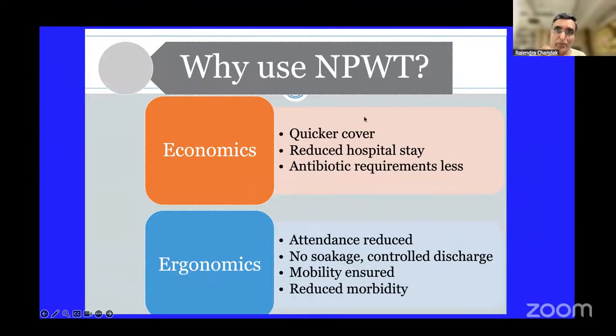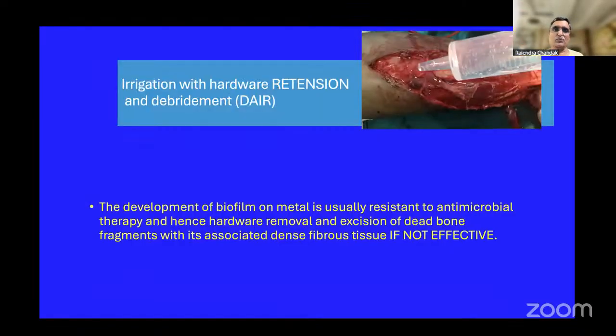Why we use negative pressure wound therapy in many of these situations is there are two important things, the economics and the ergonomics. It gives a quicker cover, reduced hospital stay, and the antibiotic requirement also goes down. The attendance and our constant supervision of the patient is also well manageable. The soakage and cross-contamination in the ward decrease, and as the pain decreases, the mobility of the patient also improves.